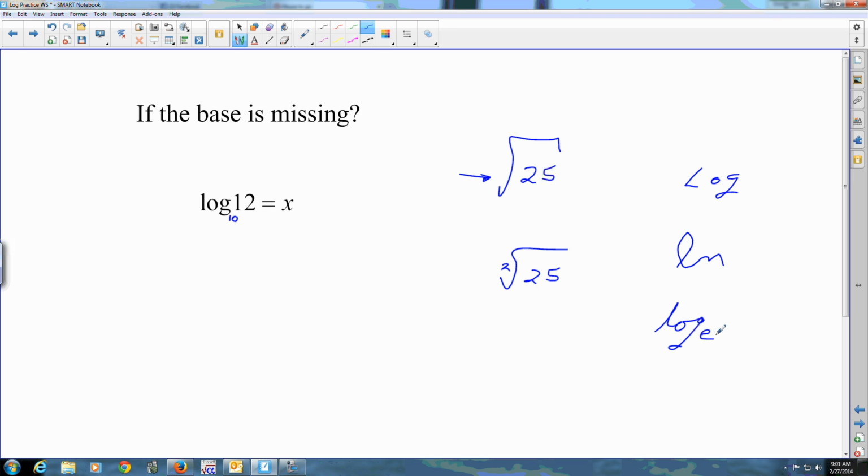Now, E is going to be a new number for you guys. E is about 2.7. It's like pi. This number is going to go on forever. It's a non-repeating, non-terminating decimal.